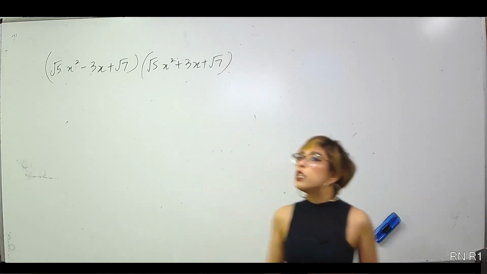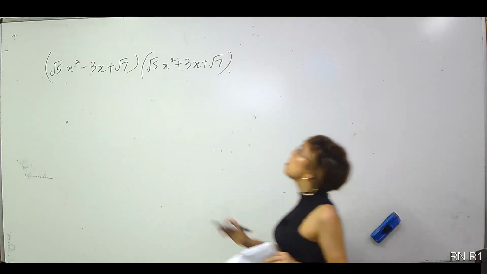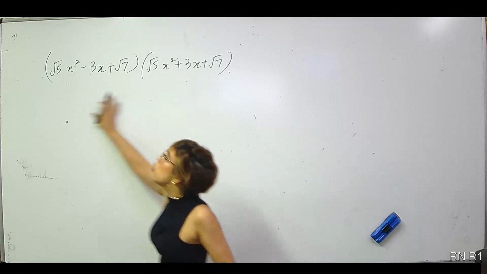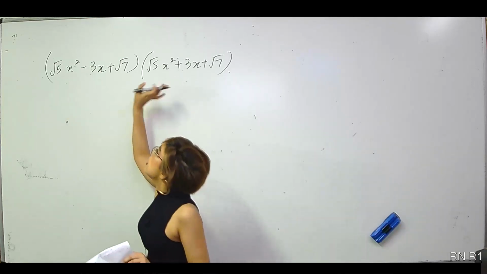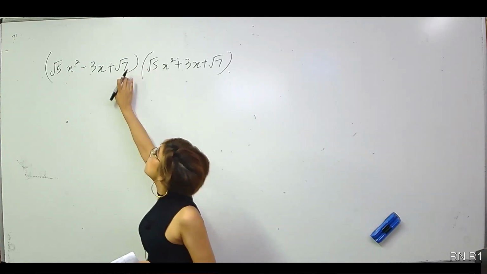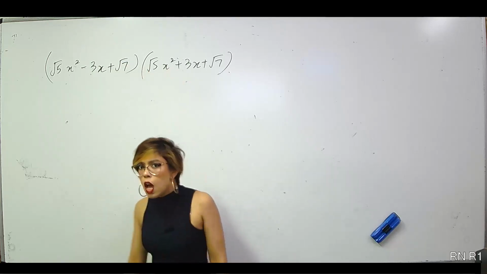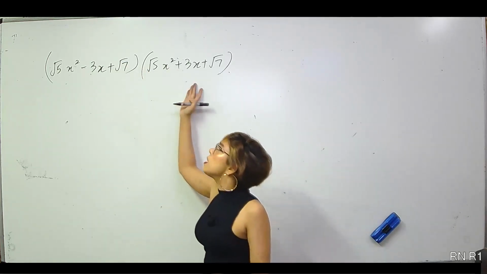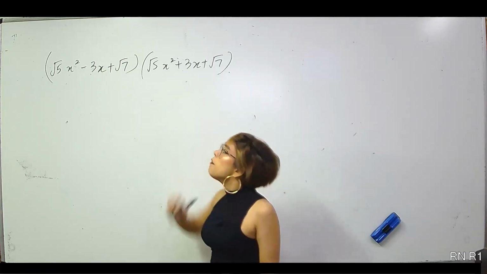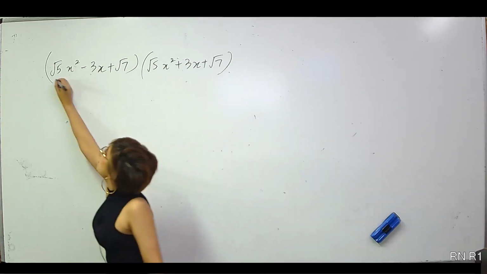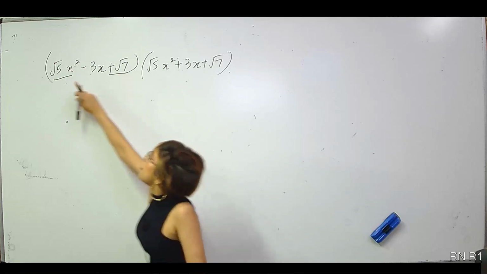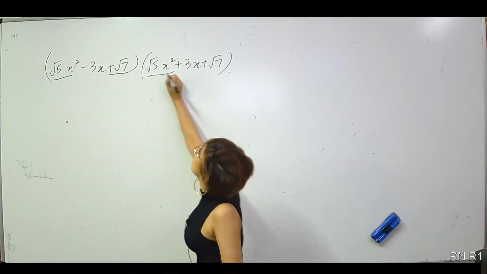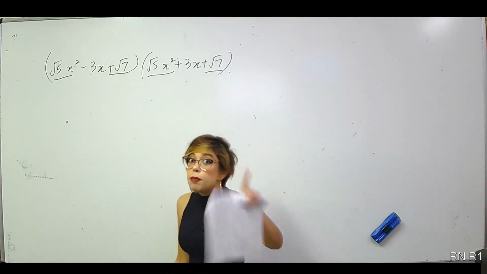Alright, I think sufficient time. Now, one method is, you can consider this as one term. Then you will multiply root 5 x squared by this, then minus 3x into this, plus root 7 into this. Right? Or, you can just look at the terms. The terms are quite similar to each other. In fact, if you notice, root 5 x squared plus root 7 is the same term coming in both, right?